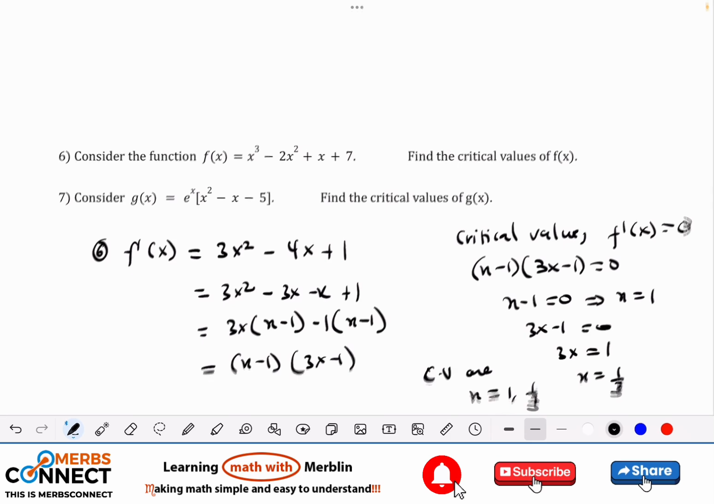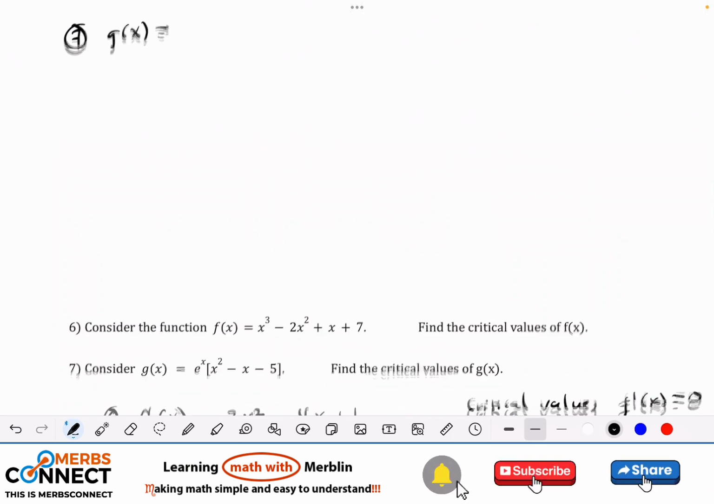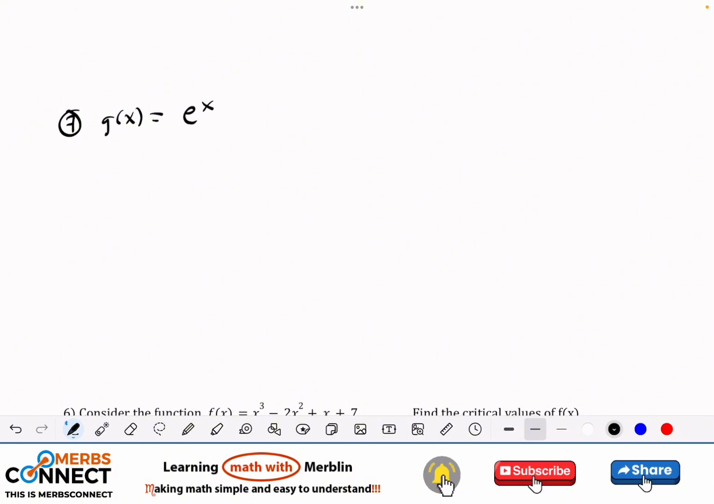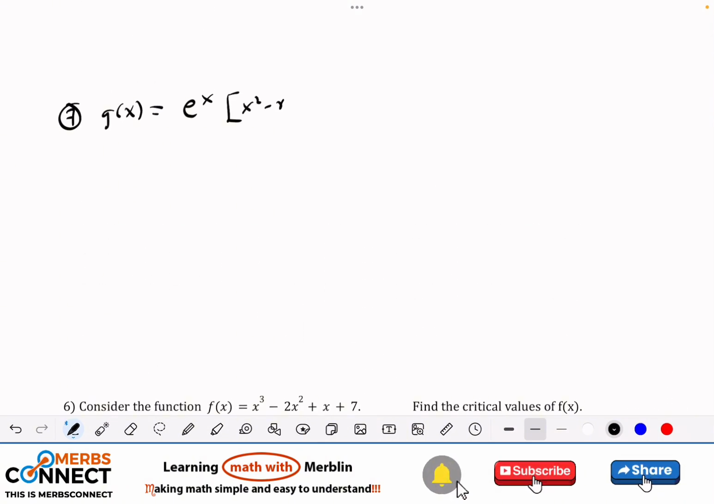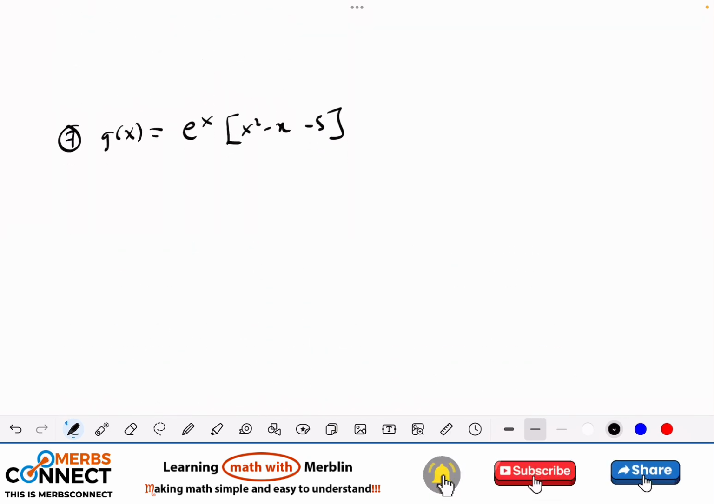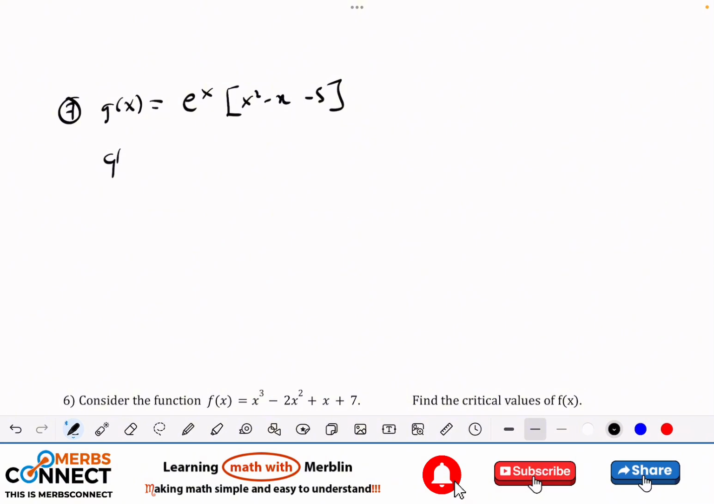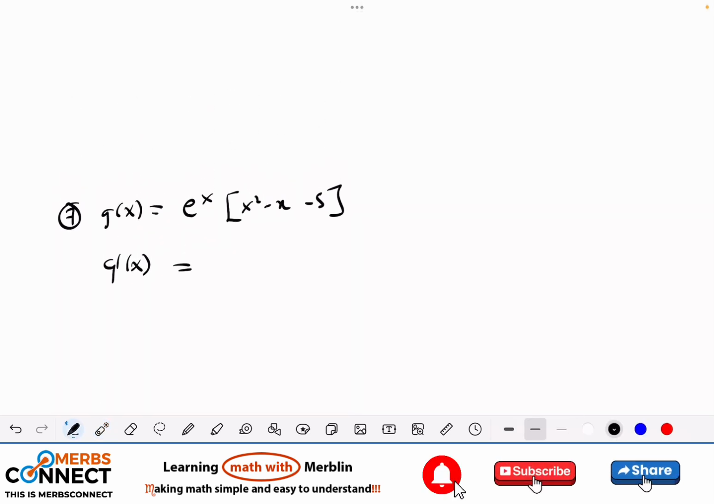Let's pick the 7. So 7, we have g of x, which is equal to e to the power x, open bracket, x squared minus x minus 5. So for us to get the critical values too, we need to differentiate g. But how do we differentiate this? This is one function here, another function here. So we need to use the product rule, right? So if I want to do the product rule, this is my a, and the whole one in the bracket here is my b.